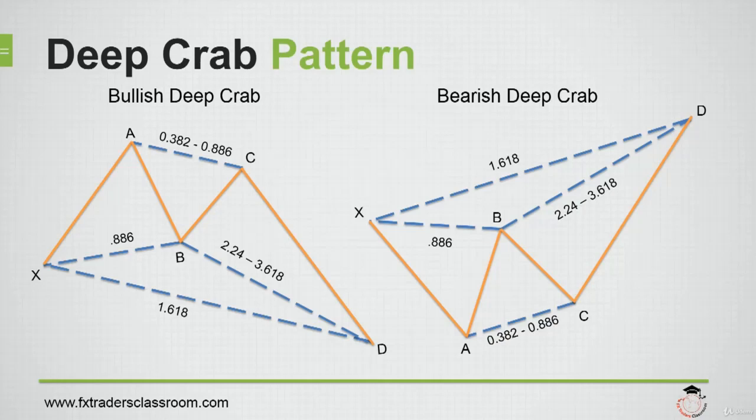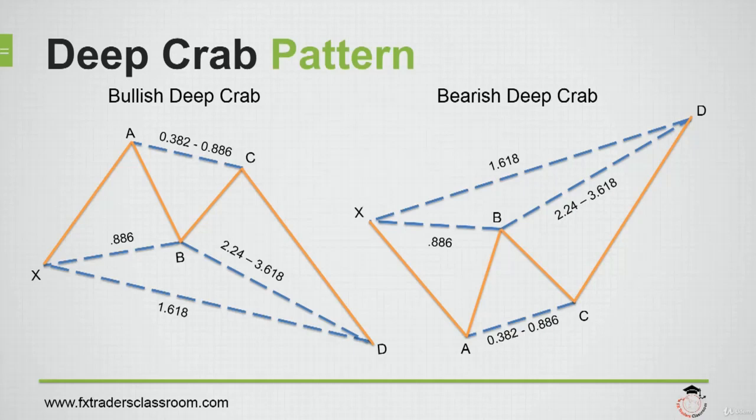Typically, we'll find a 127 alternate ABCD pattern here. Because we have the deeper B point, we can actually find a true ABCD pattern within this pattern, but a 127 alternate ABCD is more common. And because the B point is so deep, the 1.618 ABCD is actually not an option here. The BC extension we're looking for is a 2.24 to 3.618. So just a little bit different than the crab pattern.